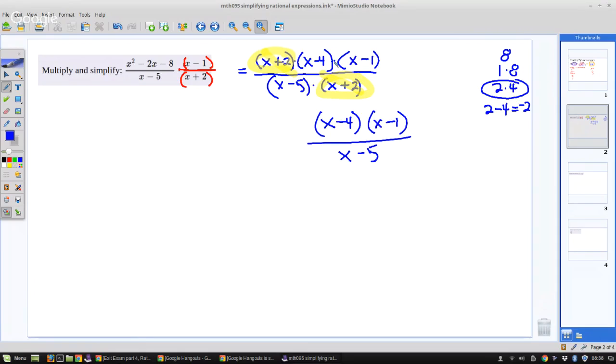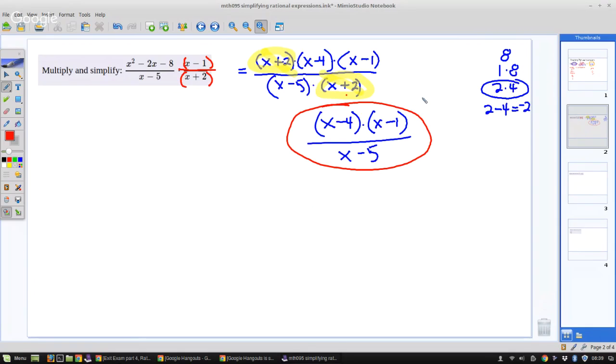So I've multiplied and simplified. Something canceled. Things don't always cancel. There's no point in multiplying these together and calling it x squared, blah, blah, blah. The factored form here shows me clearly nothing else cancels. So I would leave this like this. This is my final simplified answer.